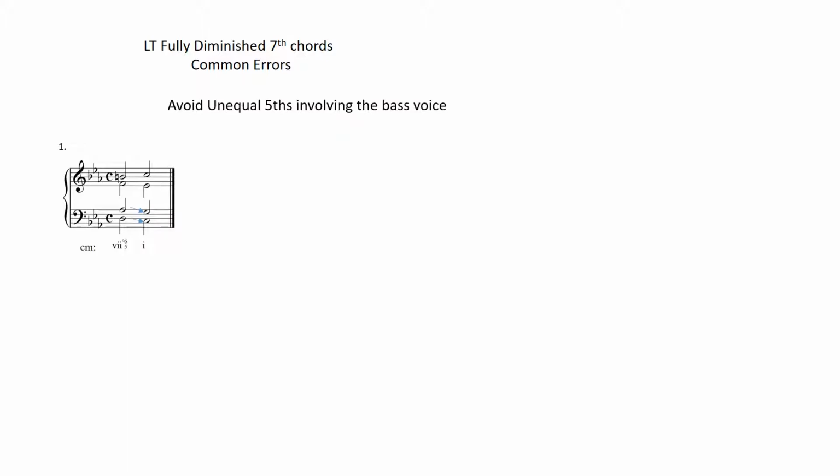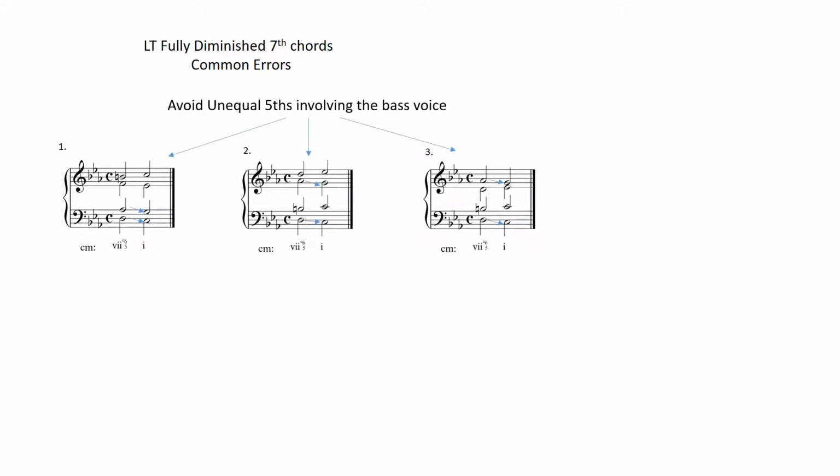In this scenario, a diminished fifth involving the tenor and bass voices moves to a perfect fifth involving the tenor and bass voices. However, depending on the voicing of the leading tone fully diminished 7th chord, the unequal fifths could involve the alto and bass voice as well as the soprano and bass voice, as seen in examples number 2 and number 3.